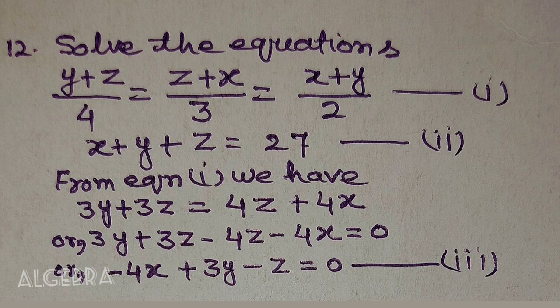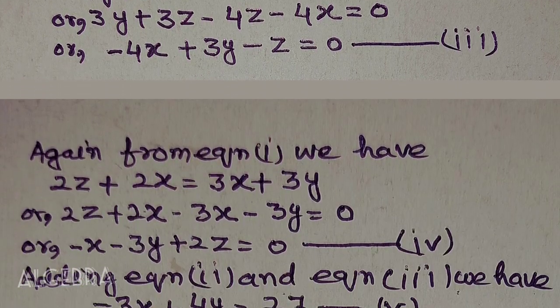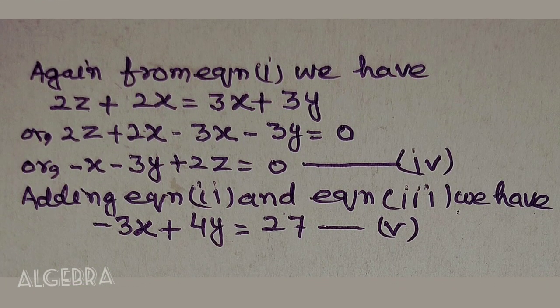Equation 3. Again from equation 1 we have 2z plus 2x is equal to 3x plus 3y, or 2z plus 2x minus 3x minus 3y is equal to 0, or minus x minus 3y plus 2z is equal to 0. Equation 4. Adding equation 2 and equation 3, we have minus 3x plus 4y is equal to 27.